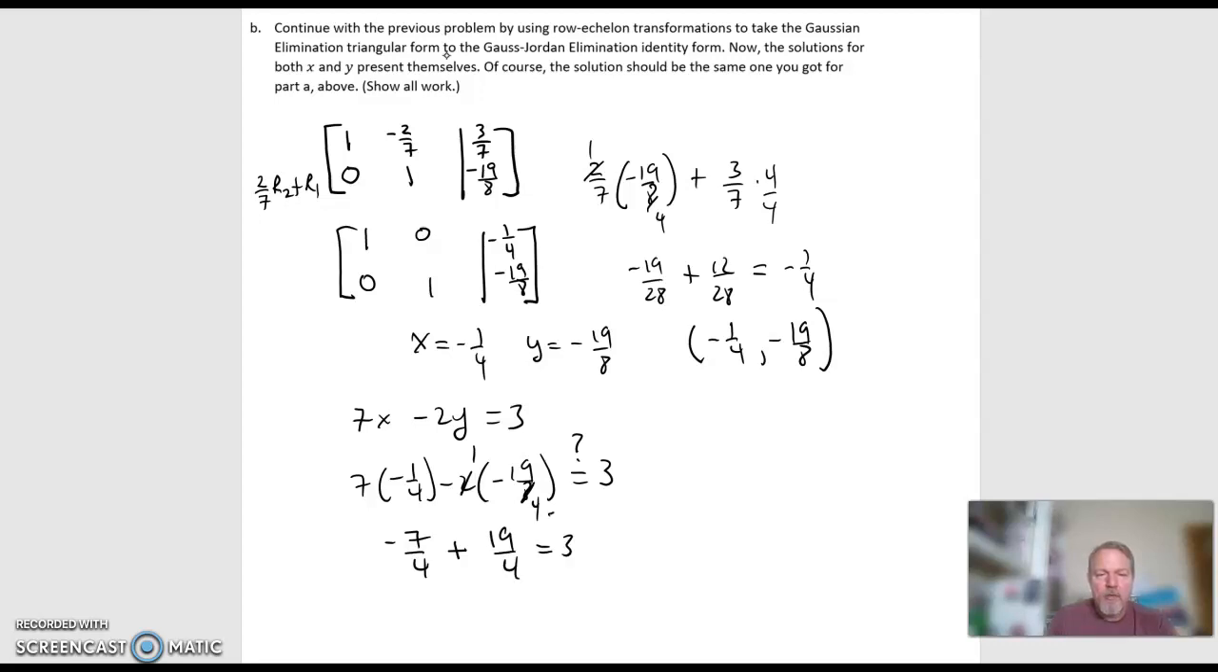We hope that equals 3. And negative 7 plus 19 is a positive 12. And positive 12 over 4 does equal 3. Good answer. And we could check with the other equation, but I'm pretty confident that that's the right answer.